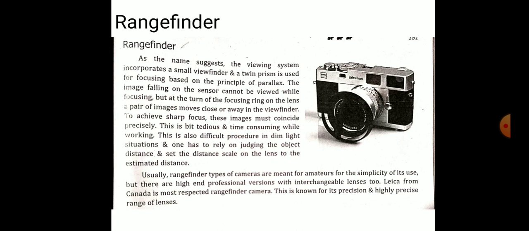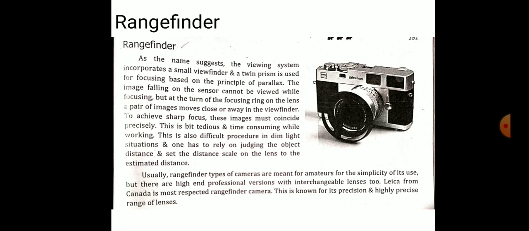As the name suggests, the viewing system incorporates a small viewfinder and a twin prism is used for focusing based on the principle of parallax. The image falling on the sensor cannot be viewed while focusing, but at the turn of the focusing ring on the lens, two pair of images move close or away in the viewfinder to achieve sharp focus. This image must coincide precisely. This is a bit tedious and time consuming while working.